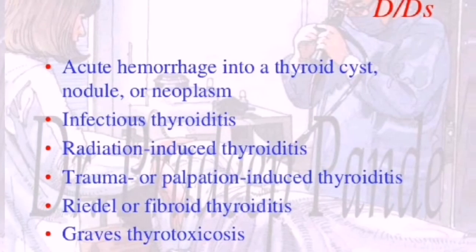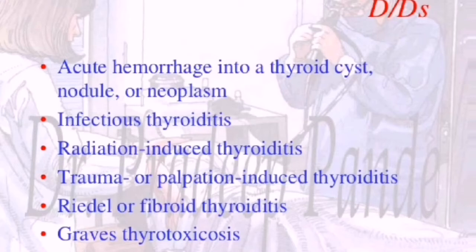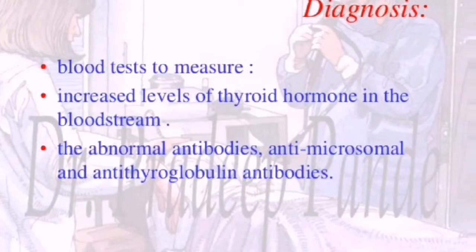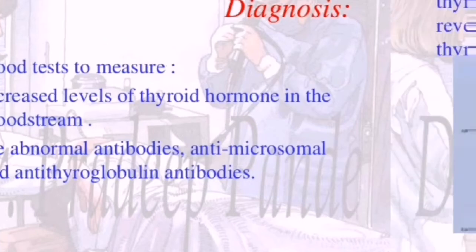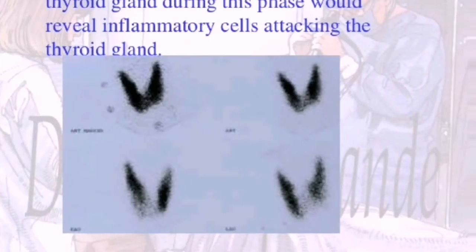insomnia, weight loss. Other causes include acute hemorrhage into a thyroid nodule, infectious thyroiditis, radiation-induced thyroiditis, trauma, Graves' disease, and toxic thyroid adenoma. Blood tests measure increased levels of thyroid hormones in the bloodstream. The diagnostic point of subacute thyroiditis is abnormal antibodies, antimicrosomal and anti-thyroglobulin antibodies. A fine needle aspiration, which is a biopsy of the thyroid gland, during this phase would reveal inflammatory cells attacking the thyroid gland.